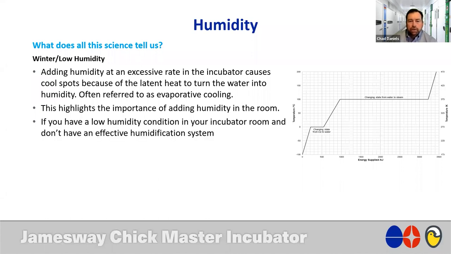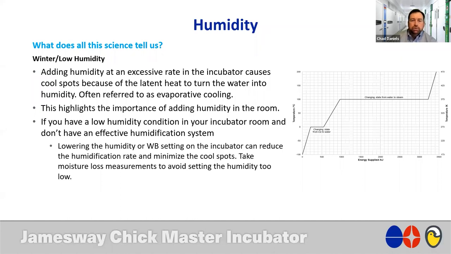So if you have a low humidity condition in your incubator room and you don't have an effective humidification system, a lot of times we focus on trying to lower the humidity or a wet bulb setting on the incubator in a sense where we're trying to reduce the rate of humidification in the machine and therefore minimize the cool spots. You have to take moisture loss measurements to avoid setting the humidity too low. You can obviously set the wet bulb setting on a machine low enough where you avoid spray altogether, but then your moisture loss may be excessive. So you have to do some moisture loss measurements in order to manage that.